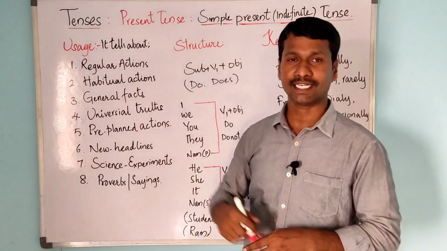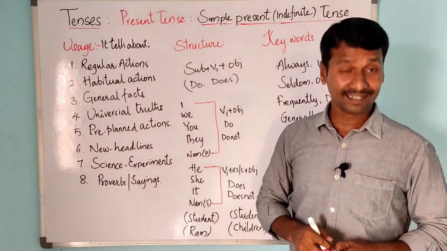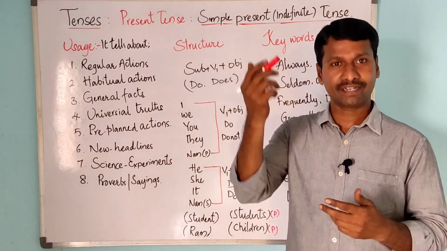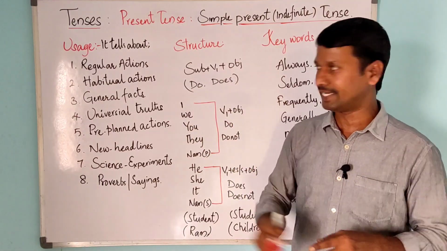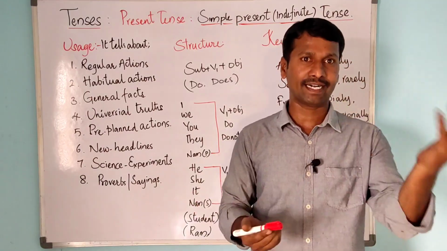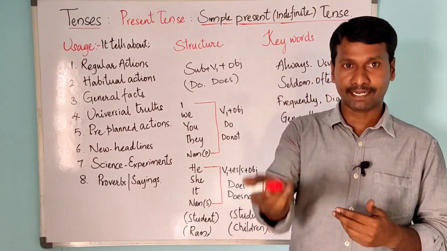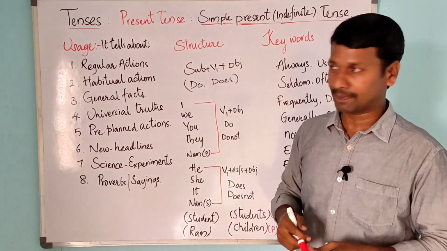We use the simple present tense to express different types of acts. One of them is regular actions, which we do every day. The actions that come under regular actions are like I bath every day, I go to school every day. Regular actions. Habitual actions: different people have different habits. So when they express their habits, we use simple present tense. I drink coffee every day, I read newspaper.